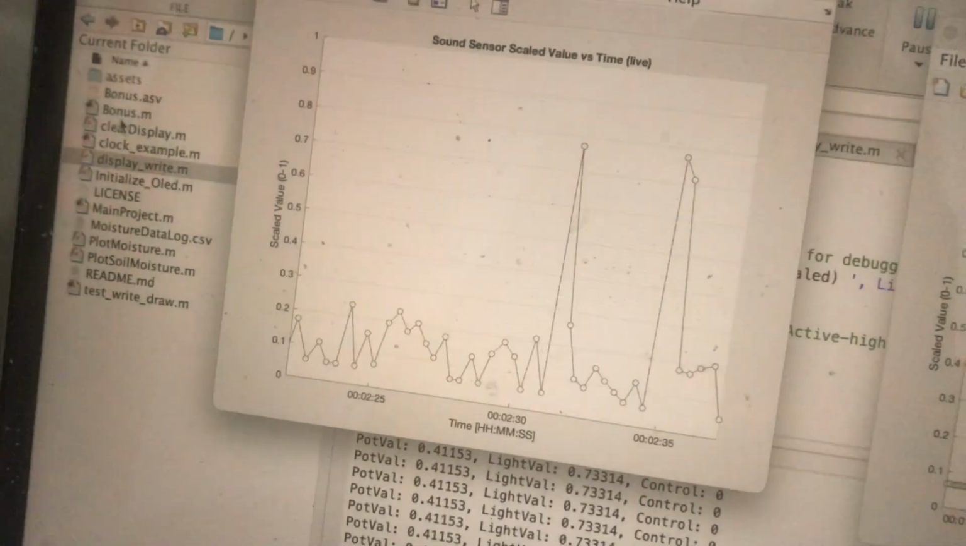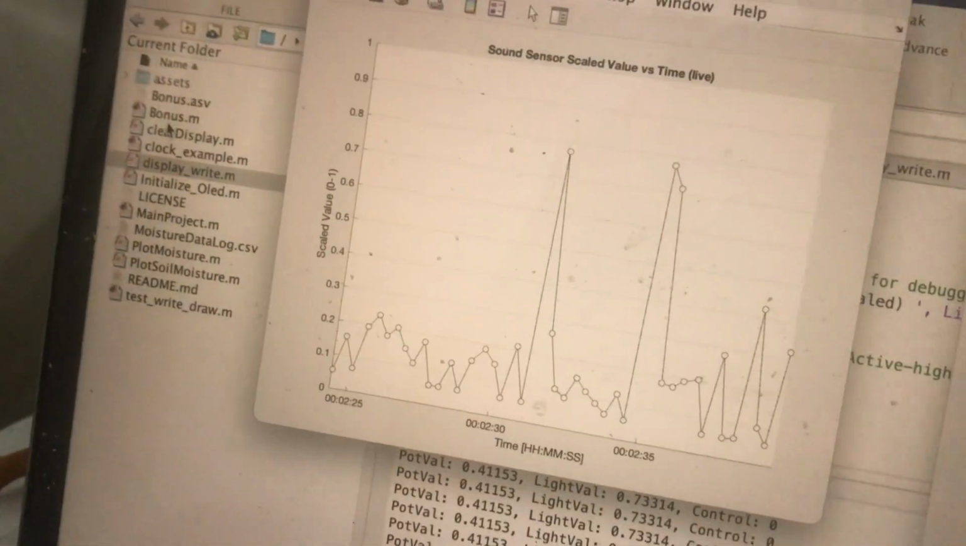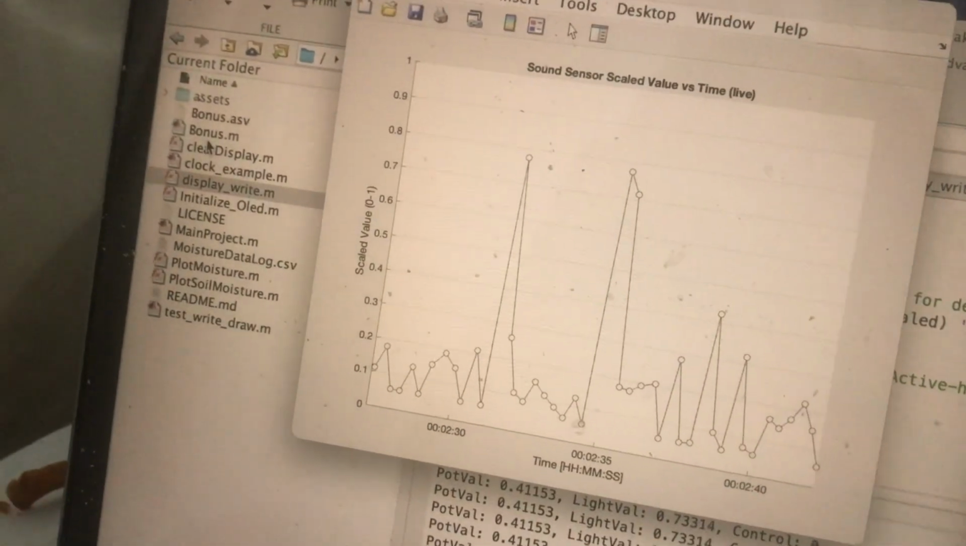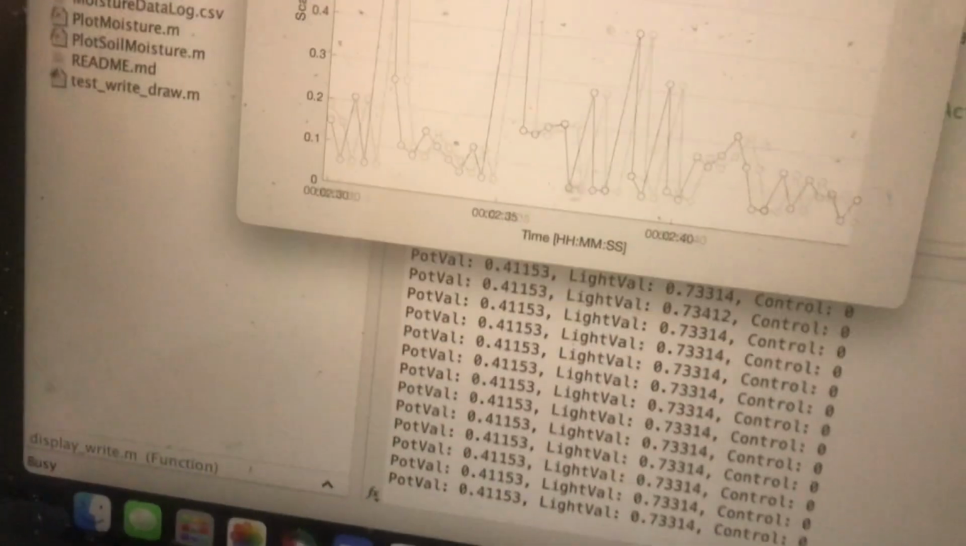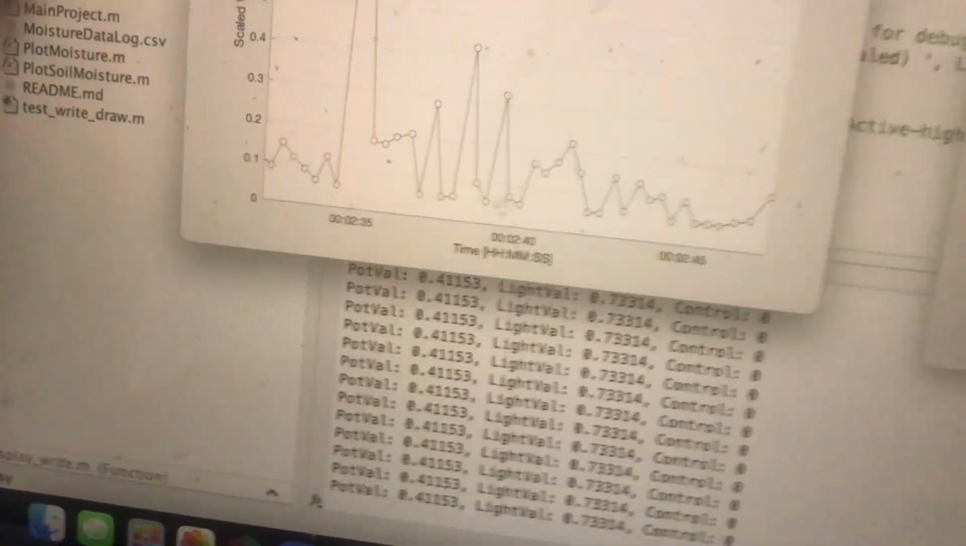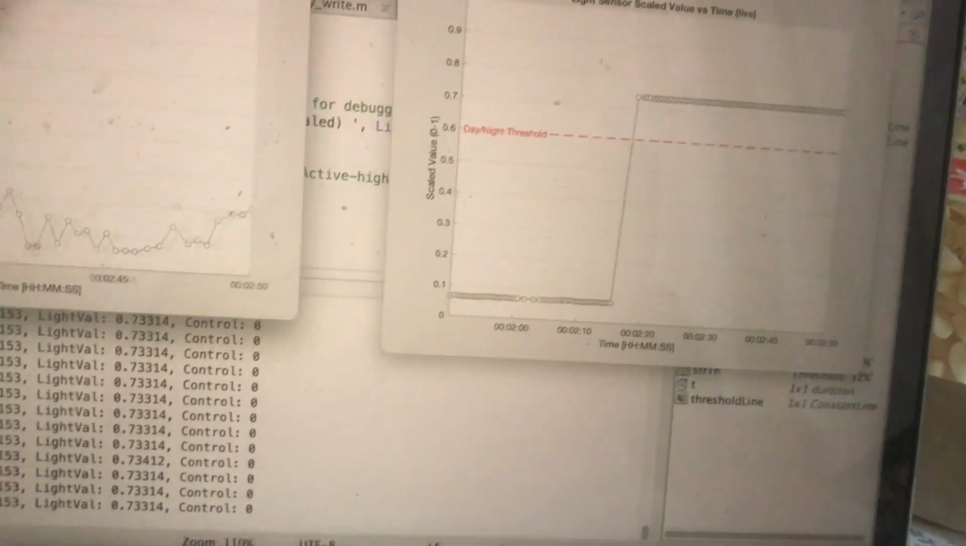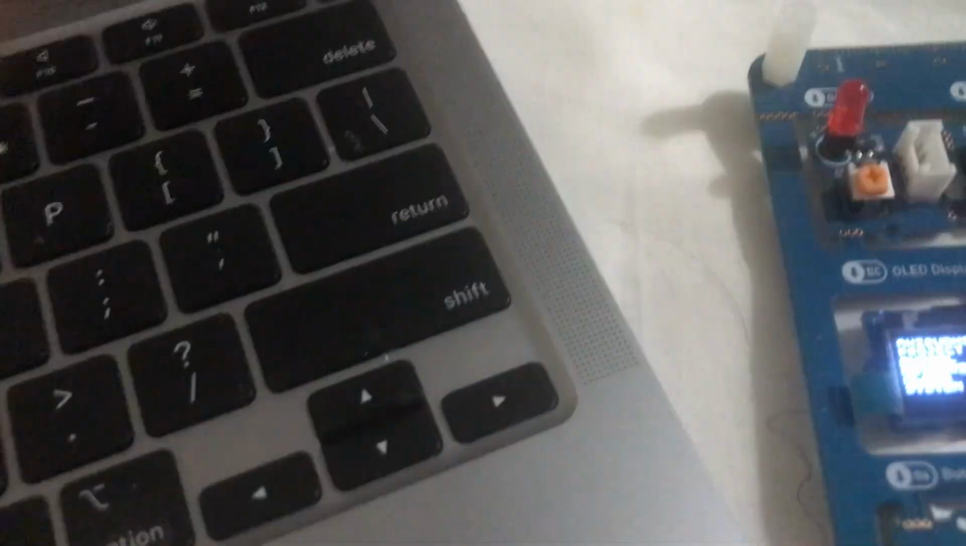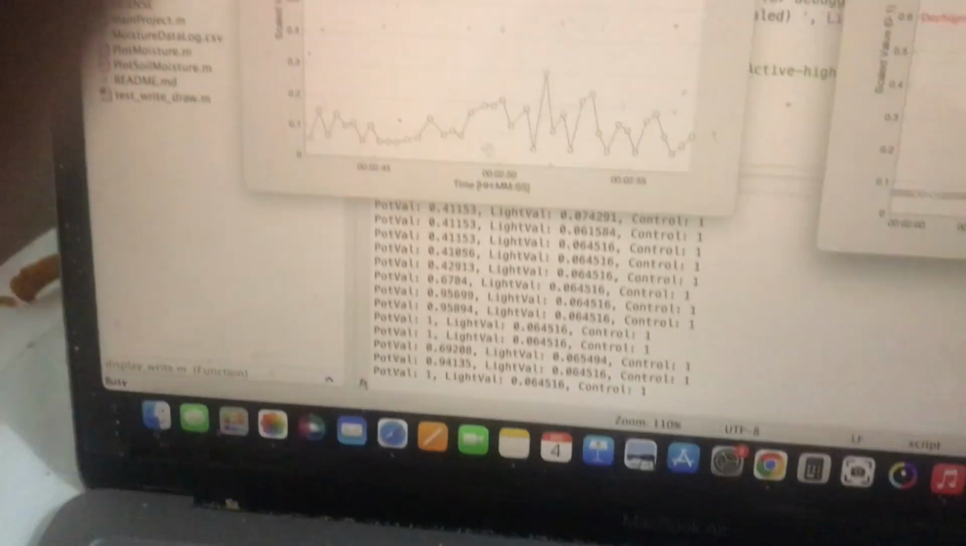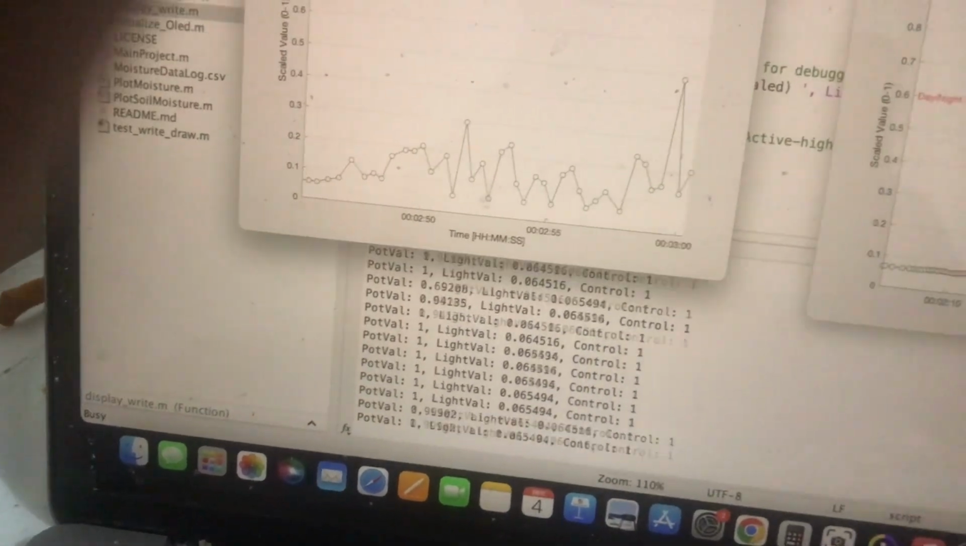See, even though the sound sensor values went above the threshold, which is 0.6, there was no alarm. That's because the potentiometer value is 0.4 and the light value is 0.73. So the alarm did not go off. Now I will reduce the potentiometer value. Now increase it. Now the potentiometer is 1, and even when the light is there, the alarm will go off.